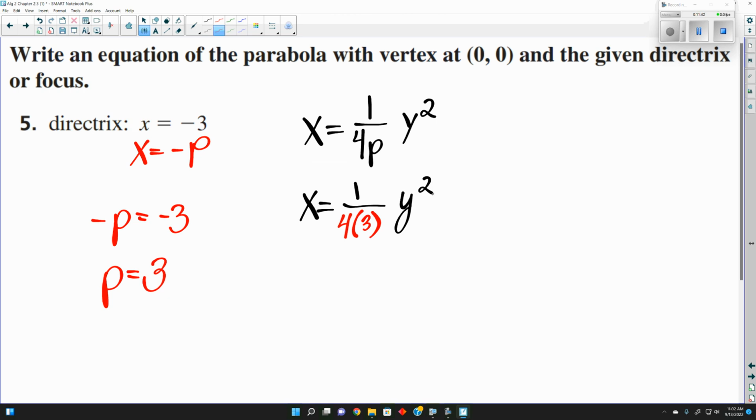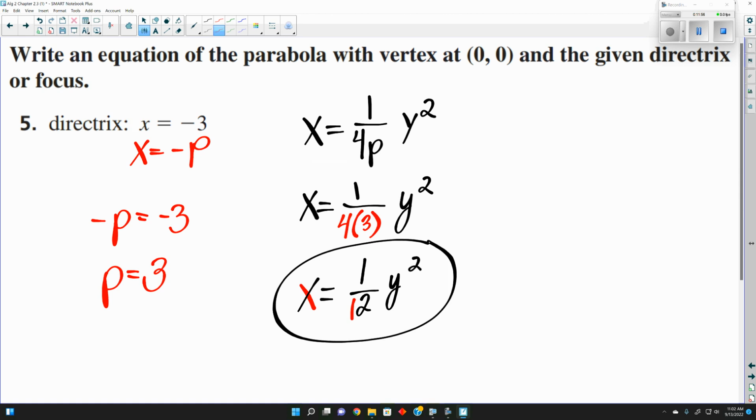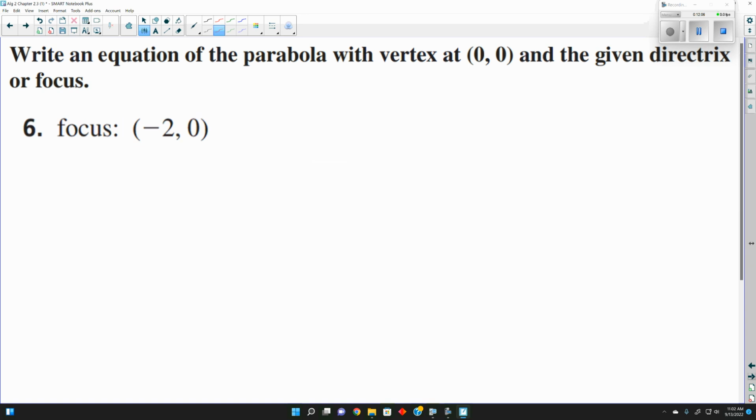Now that we found that value p, we just plug it back in. So x is equal to 1/12 y squared. And that's our answer. Questions on any of these here? Let's go on and look at the next one.